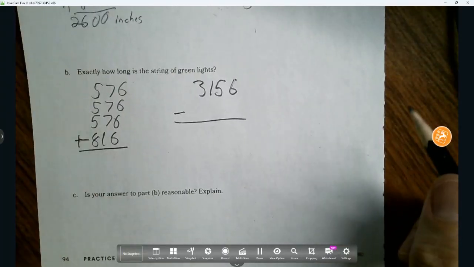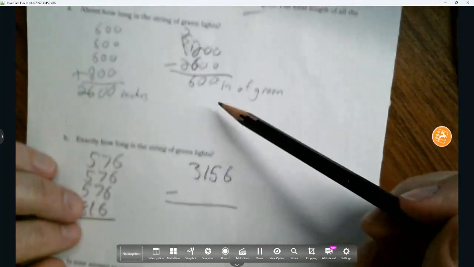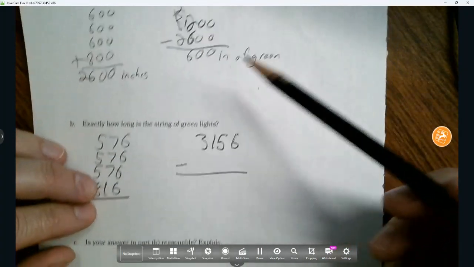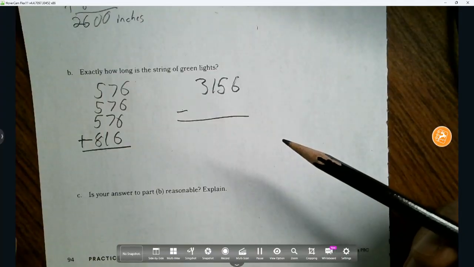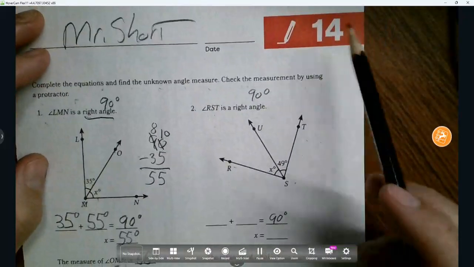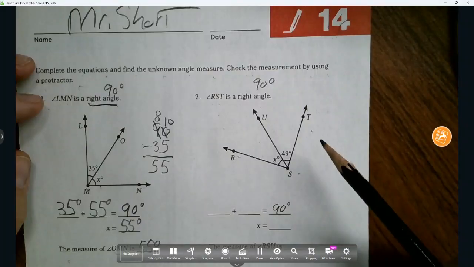And then, is your answer reasonable? That means is it kind of close to what we did up here so that you know your answer makes sense. That's it for this one. We're almost there. This is lesson 14. We're almost done. 20 is the last one.